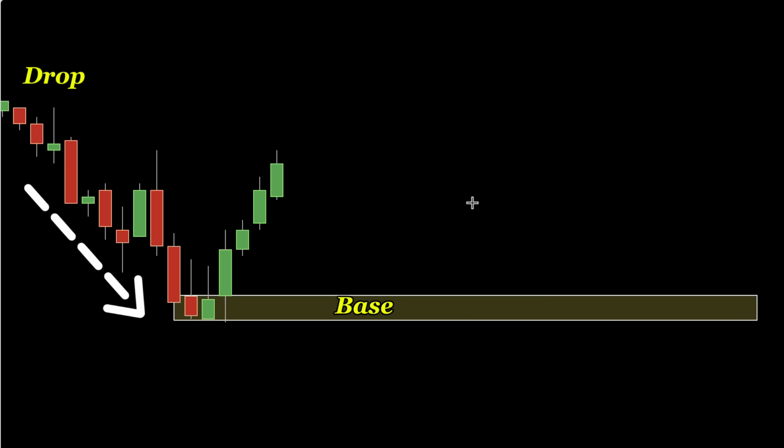Next comes the base. This is where accumulation happens. Smart money quietly builds their buy positions here, preparing for the next big move while everyone else is uncertain. During the base, there's often manipulation. They create false signals to trick retail traders into thinking the market might drop further. Finally, we get the rally, a strong upward move as smart money takes control, pushing the price higher.